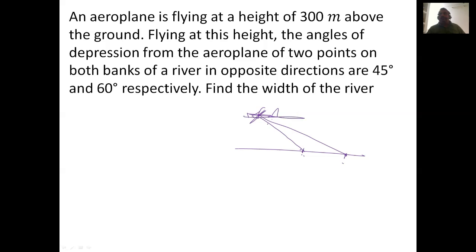So since here he is looking down, this will be 45 degree, and this is going to be 60 degree. And this height is 300 meter. So if we see these two lines, these are parallels. So these are alternate angles. Then this will be equal to 45, and this is equal to 60 degree. Now if we draw a diagram, the diagram looks like this.